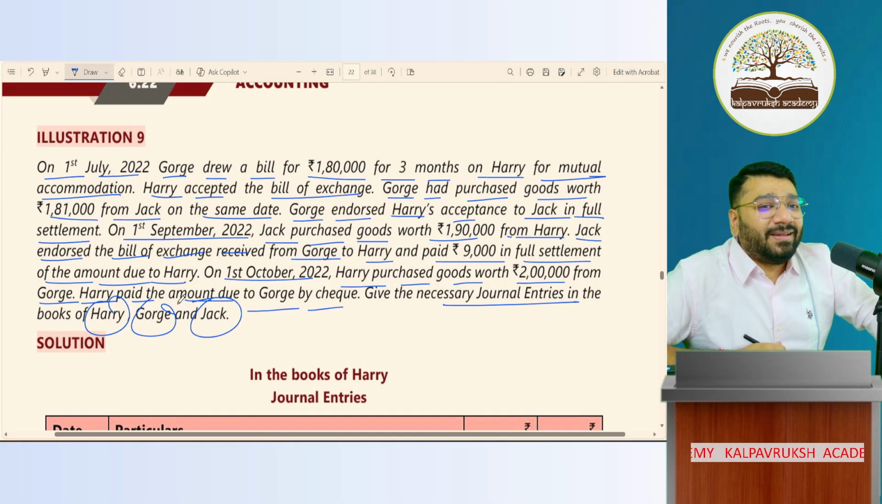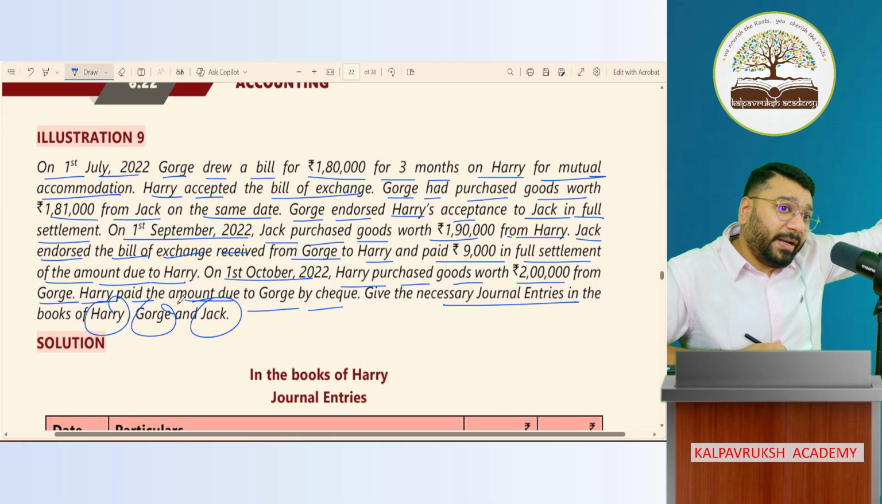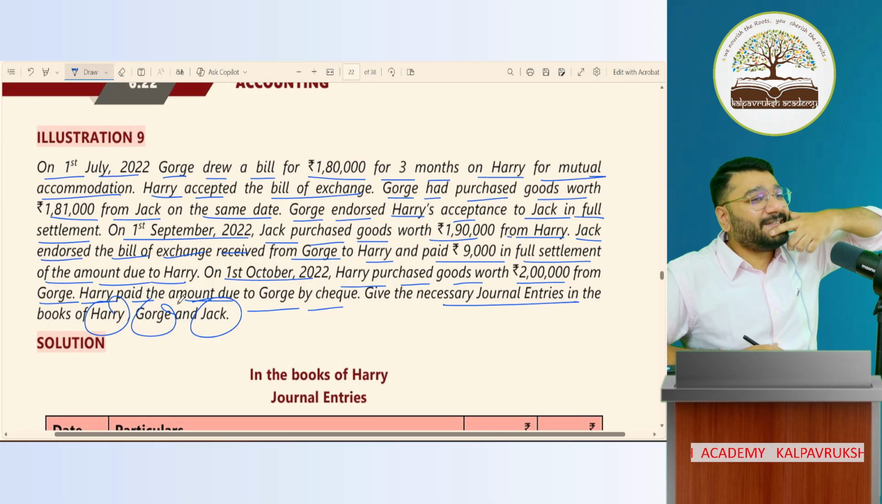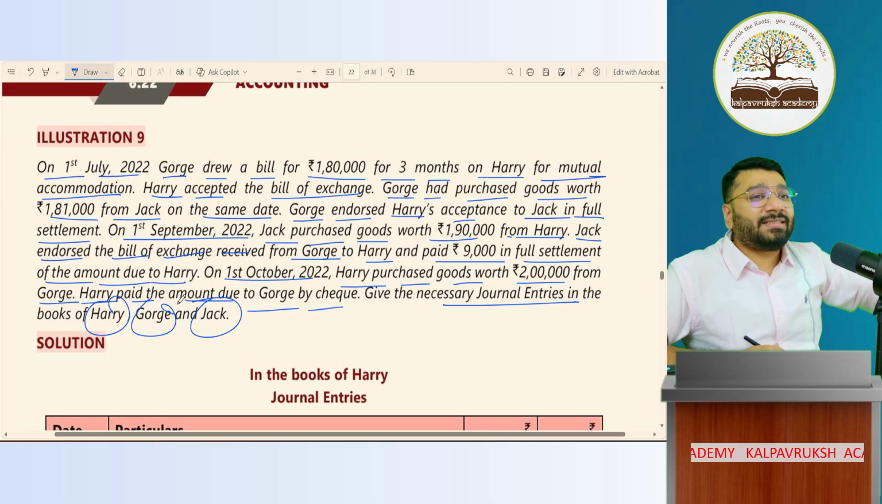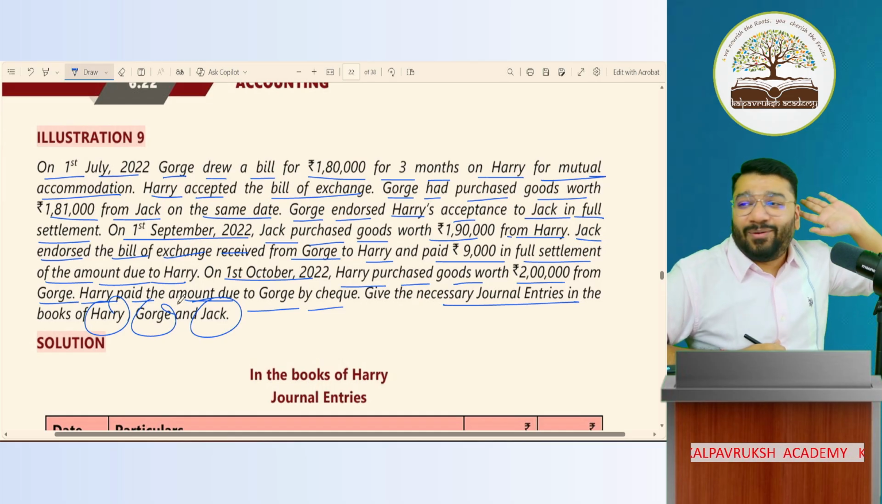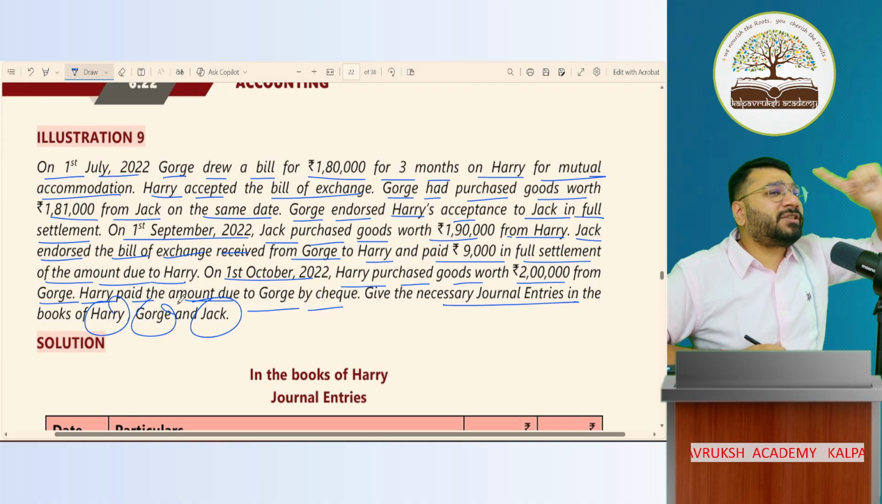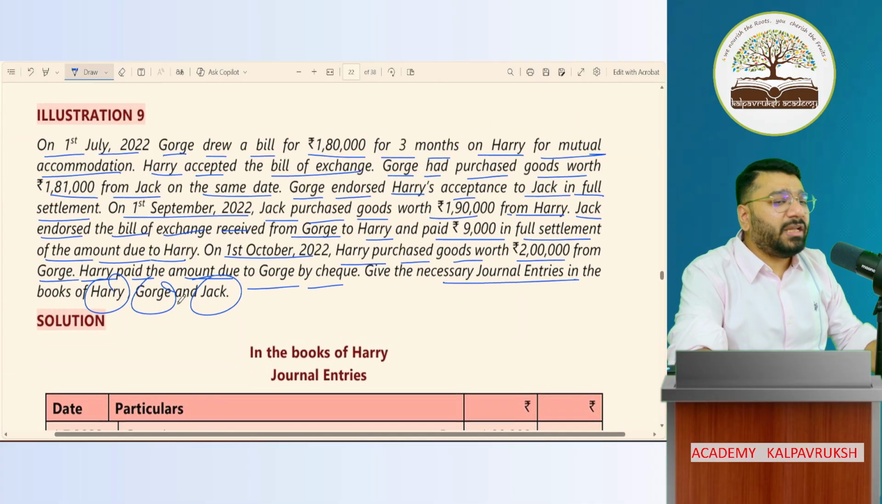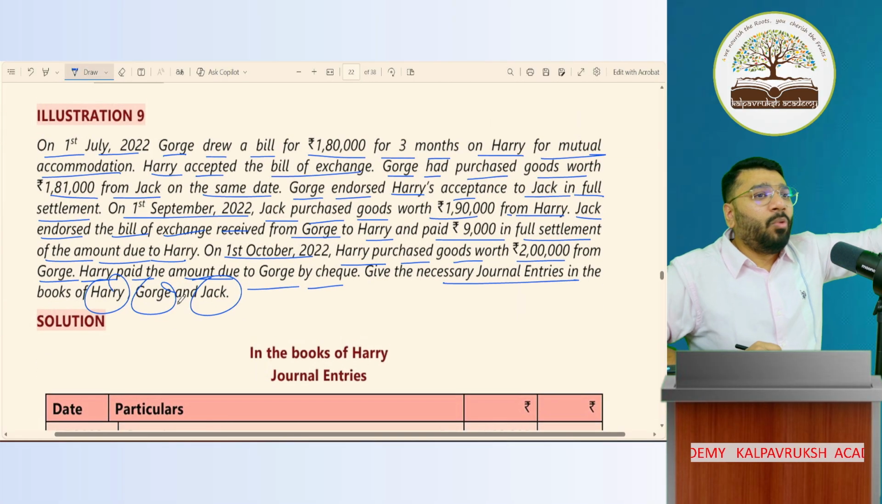In the question, accommodation also is there. Endorsement also is there. Goods are also coming into the picture. Oh my God. This is called masala khichdi. All masala put together in the form of khichdi. This is the first question after accommodation. If I do this first question, what will happen to your motivation?